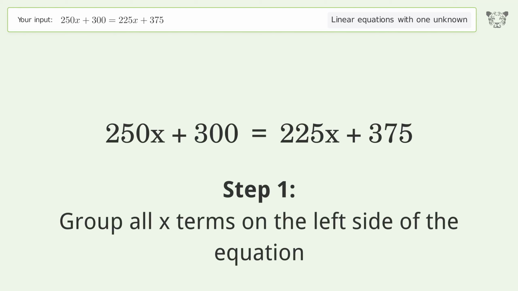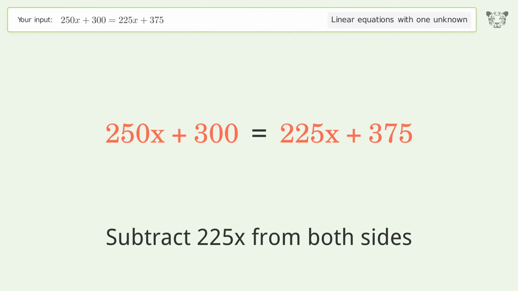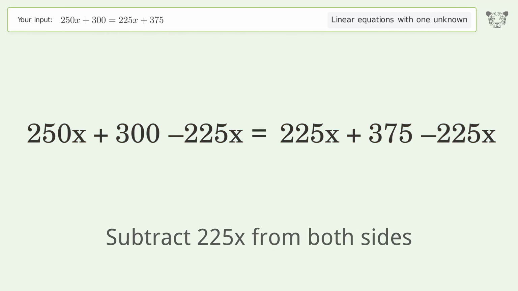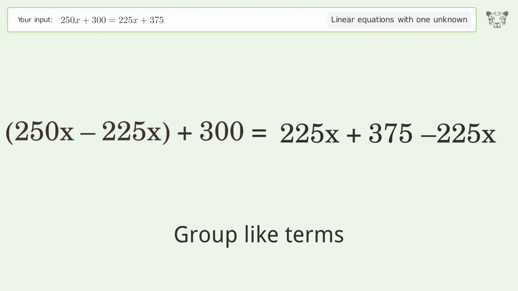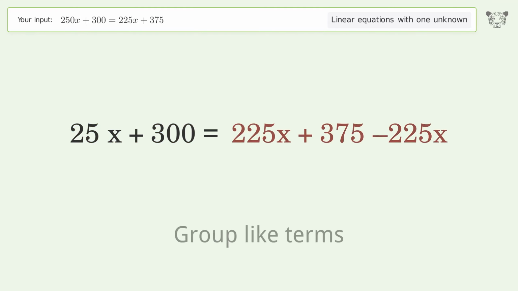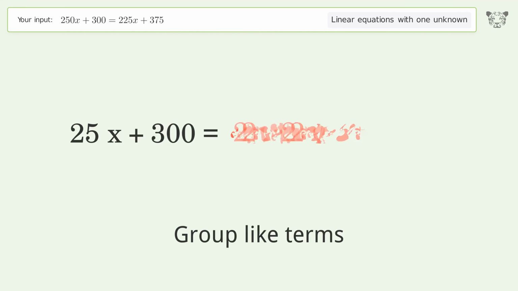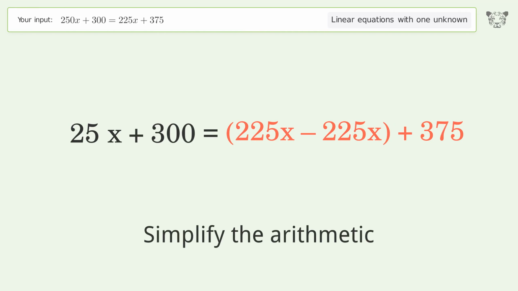Group all x terms on the left side of the equation. Subtract 225x from both sides. Group like terms. Simplify the arithmetic. Group like terms. Simplify the arithmetic.